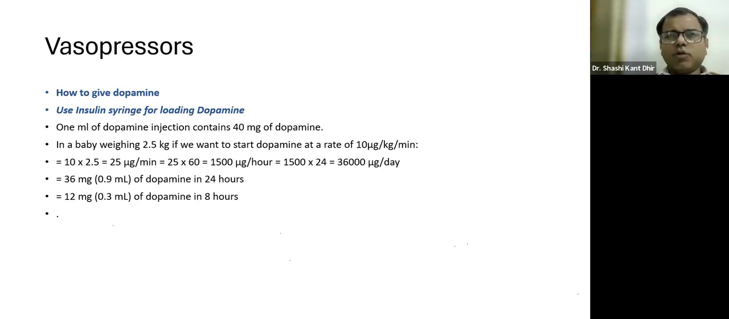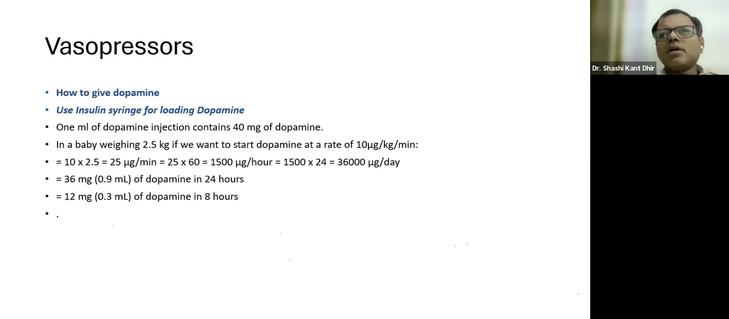Suppose we have to add 1 ml of dopamine. Suppose 40 milligram dopamine is to be given over 1 day, right? Then what we do, 1 ml contains 40 milligram. So we take 23 ml of normal saline, right? And we add 1 ml of dopamine. And then we give 1 ml per hour. So that gives the dopamine for 1 day. So whatever is the calculation, that amount is added to make the total fluid 24 ml.